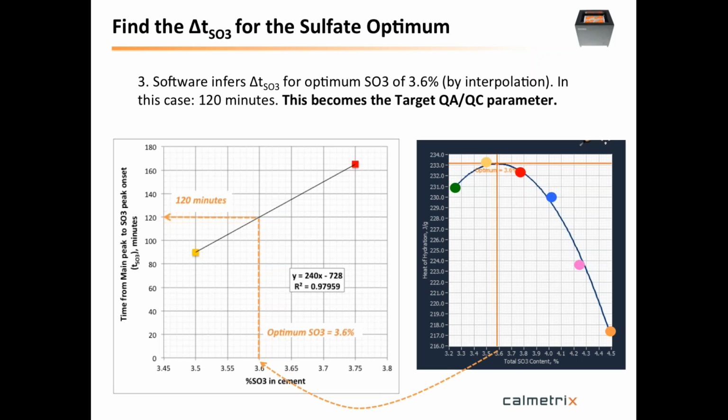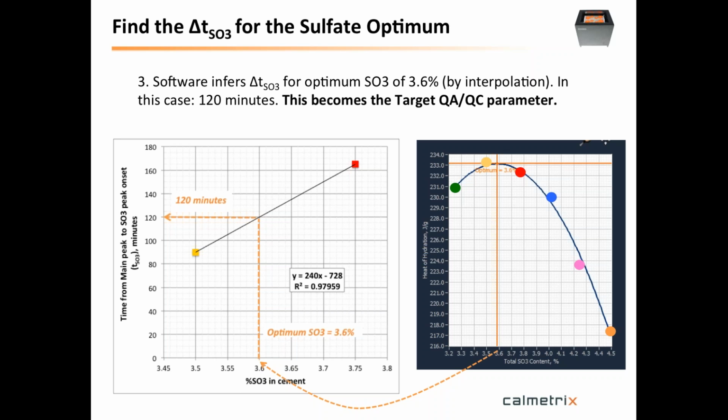We make a linear interpolation of those 2 points, where on the x-axis we have the percent of SO3 in the cement, and on the y-axis we have those delta T SO3 values for those 2 points. Then we position ourselves in between at 3.6%, where our sulfate optimum is. We go to that point, and we see on the y-axis that we get to 120 minutes as the ideal delta T SO3 for our optimum sulfate.